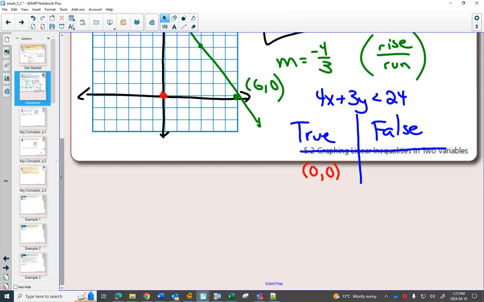Okay, another point. In fact, I don't care if it's true or false. (6, 1). Is it true or is it false? Okay, this will be 24 plus 3 is 27. Is 27 less than 24? No, (6, 1) is false.